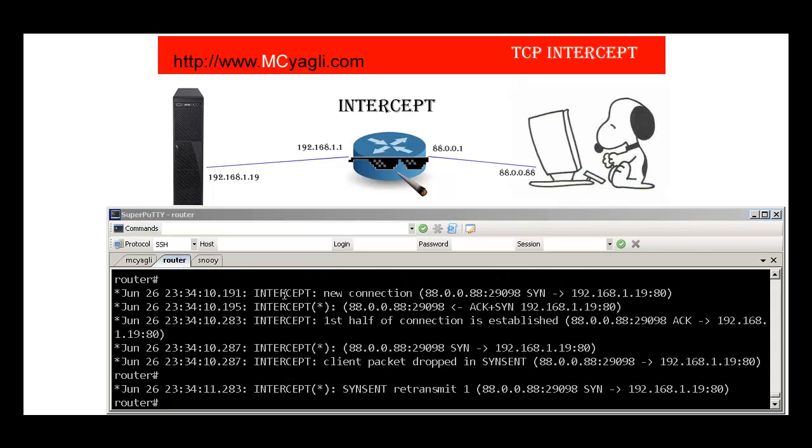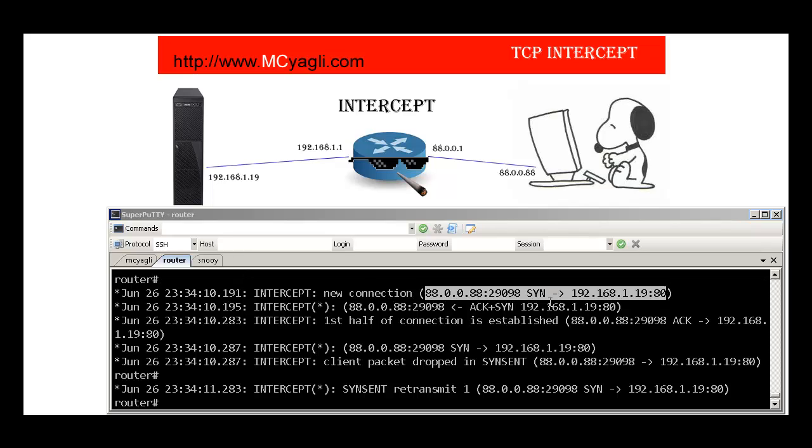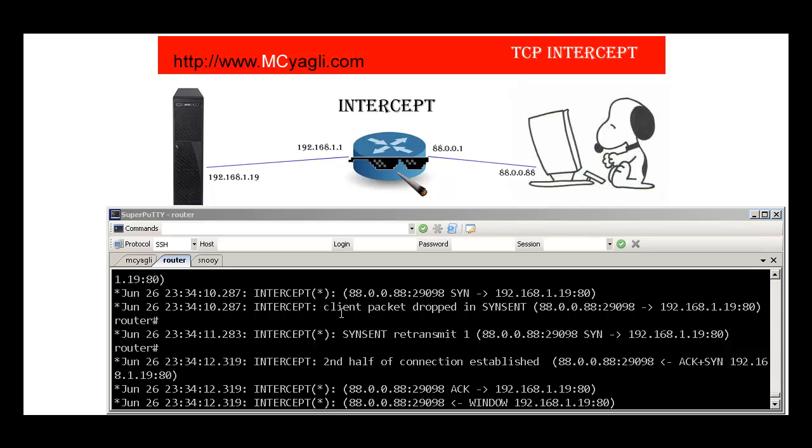So let's read them. It says I'm receiving a new connection. It's receiving a SYN packet from Snoopy going here, and an acknowledgement. So basically, this router is acting on behalf of the server, and it says the server is sending an acknowledgement as a SYN packet, which is a big lie, and then an acknowledgement is coming from Snoopy. This is the first half of the connection.